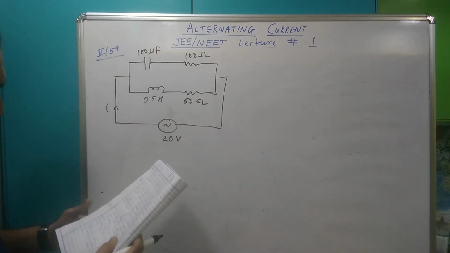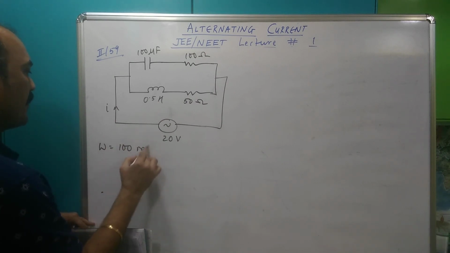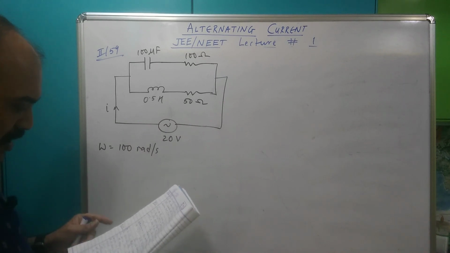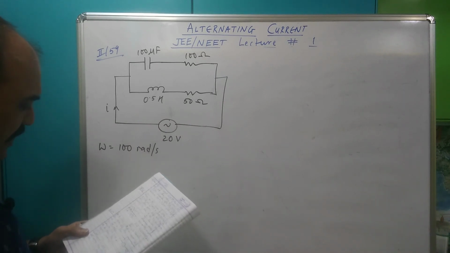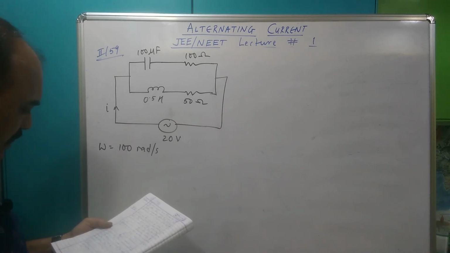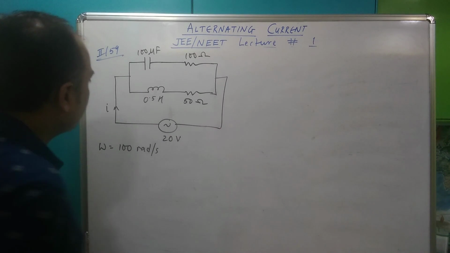In a given circuit, the AC source has omega is 100 radian per second. Okay, 100 radian per second. And what else? Consider inductor and capacitor to be ideal. Now the correct choice is or R. They want the current in the circuit and they want the voltage across 100 ohm and 50 ohm. Okay, let's first find the current.